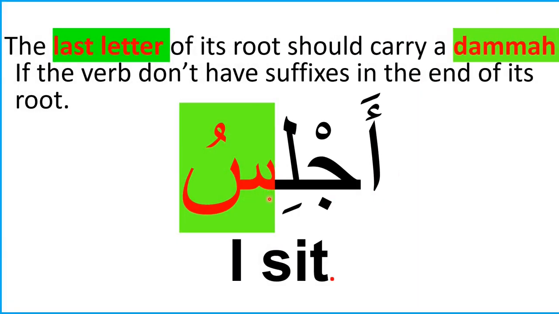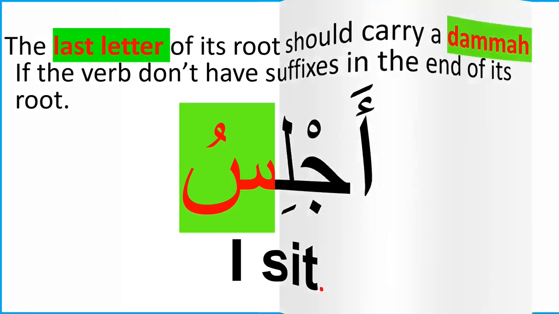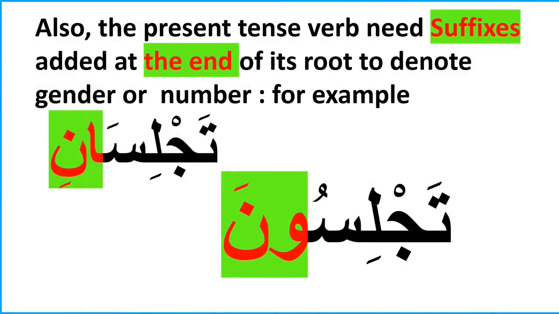The last letter of its root should carry a dhamma if the verb does not have a suffix at the end of its root. أجلس. Also, the present tense verb needs suffixes added at the end of its root to denote gender or number. For example, ani is dual, and una is the plural masculine. تجلسان. تجلسون.